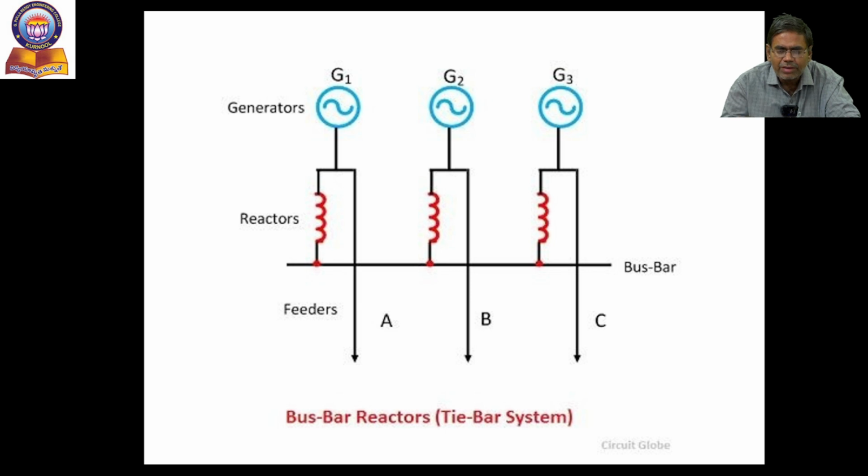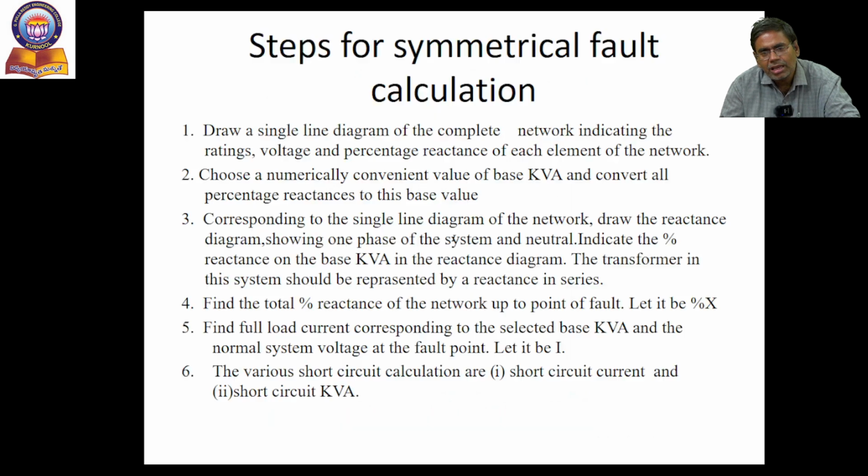The only disadvantage of the tie bar system is that it requires two bus bars, the other bus bar being the tie bar. In the case of the tie bar system, the reactance of the reactor is half of the reactance that can be used in the ring system. These are the different types of reactors.